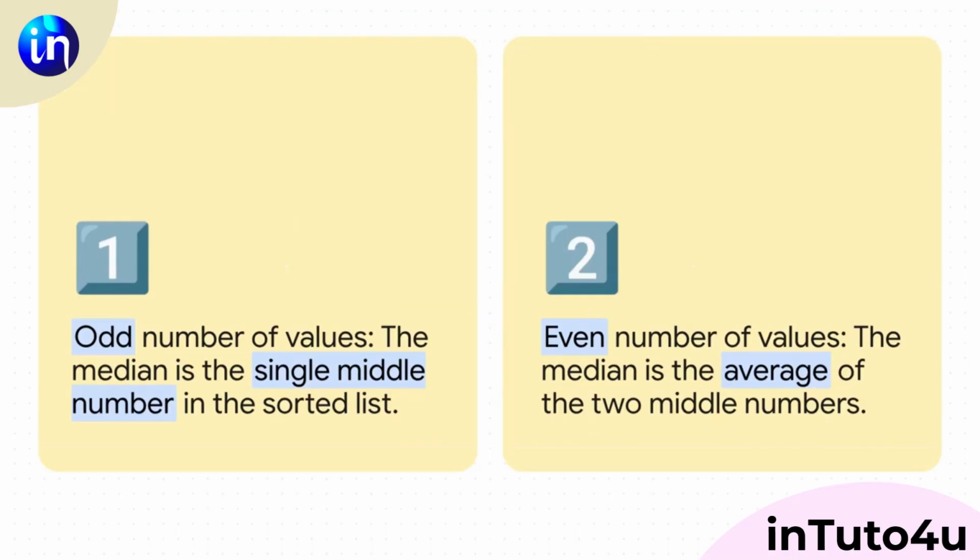So finding that median, also called Q2, is the first critical step. And it's really simple. If you have an odd number of data points, the median is the one sitting right in the middle. Easy. If you have an even number of data points, you just take the 2 middle numbers and find their average. That's it.